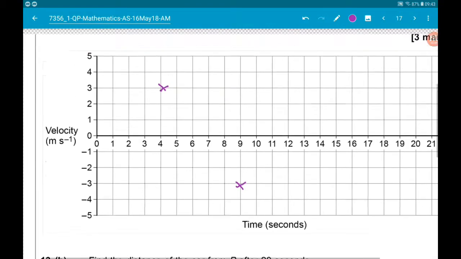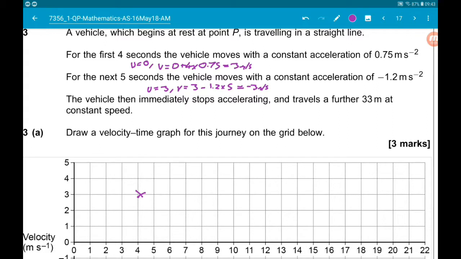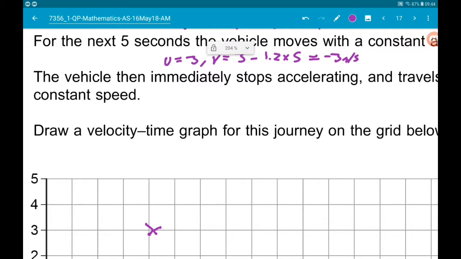Cool. Okay, now for the final bit, we know that we travel a further 33 meters at constant speed. So, even though our velocity is negative, which, by the way, is because the vehicle is going backwards, our speed is positive. So we need to work out what time it's going to take to travel 33 meters at 3 meters per second.